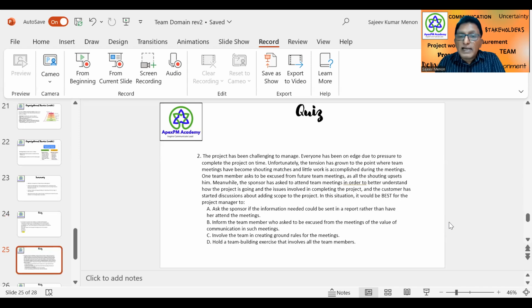Meanwhile, the sponsor has asked to attend team meetings in order to better understand how the project is going and the issues involved in completing the project. And the customer has started discussions about adding scope to the project. In this situation, it would be best for the project manager to A, ask the sponsor if the information needed could be sent in a report rather than have her attend the meetings.